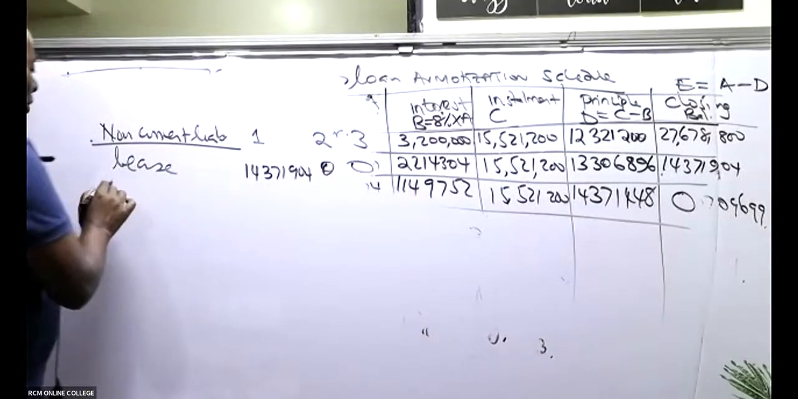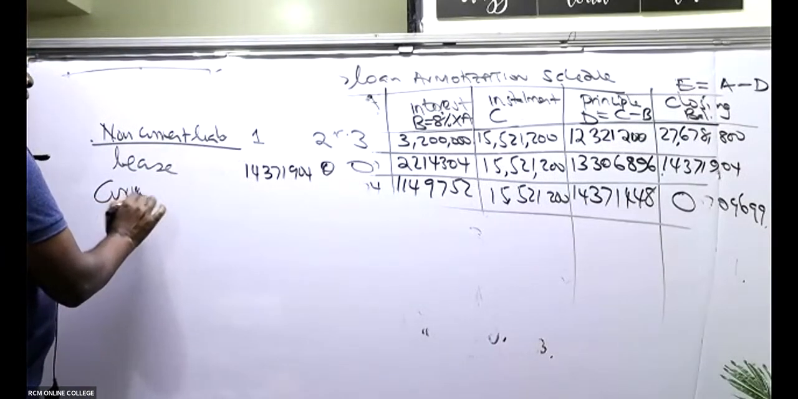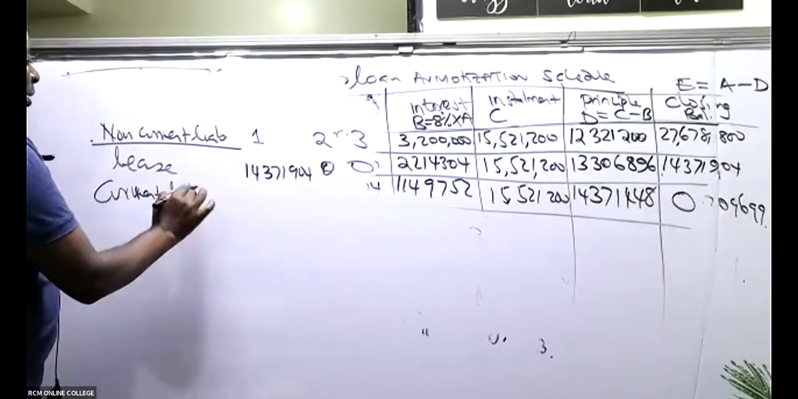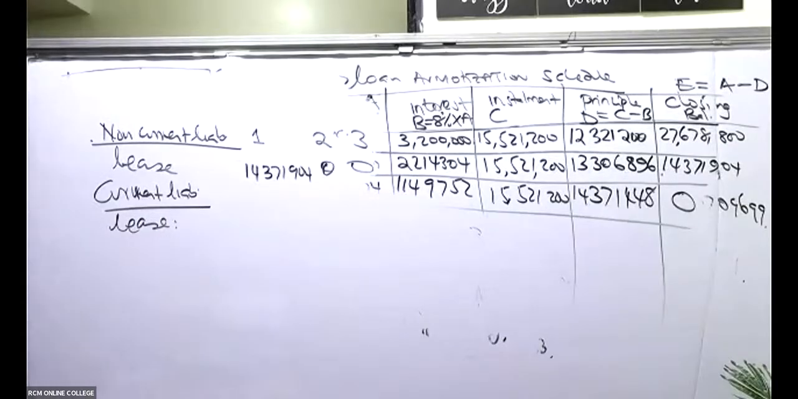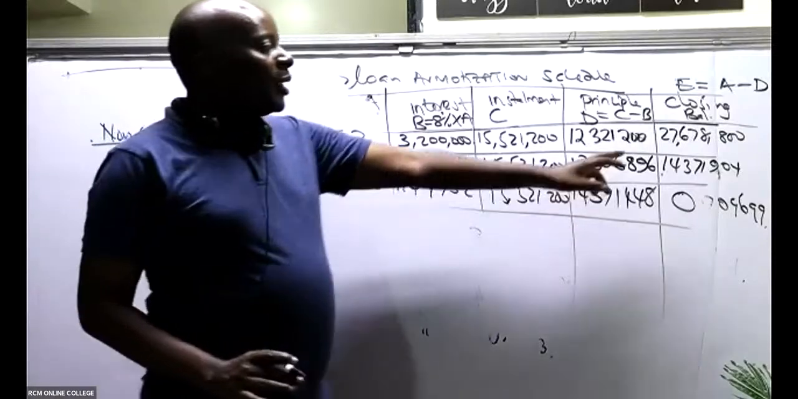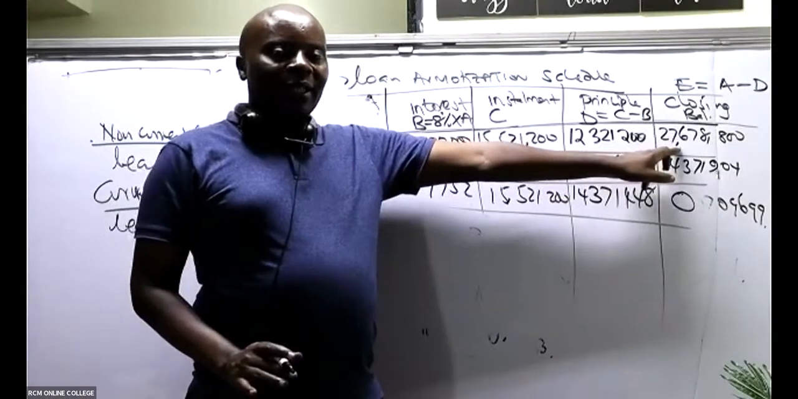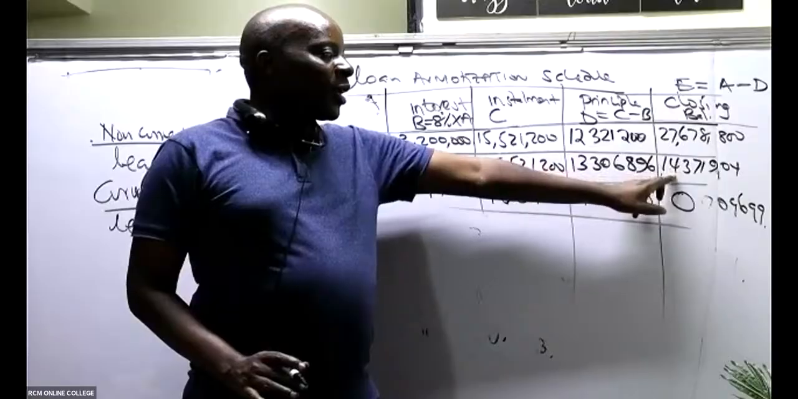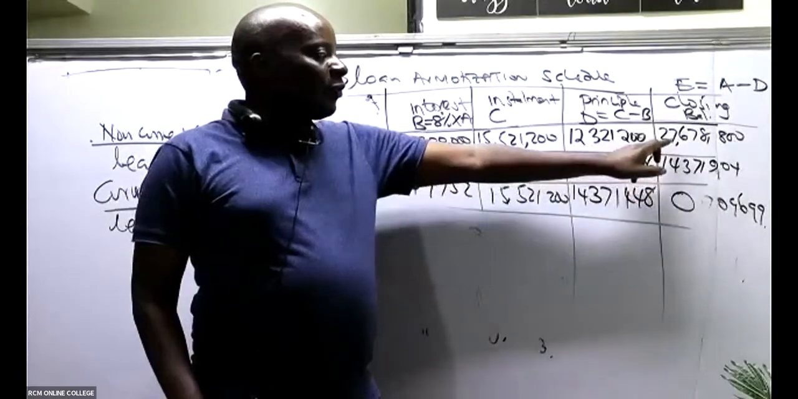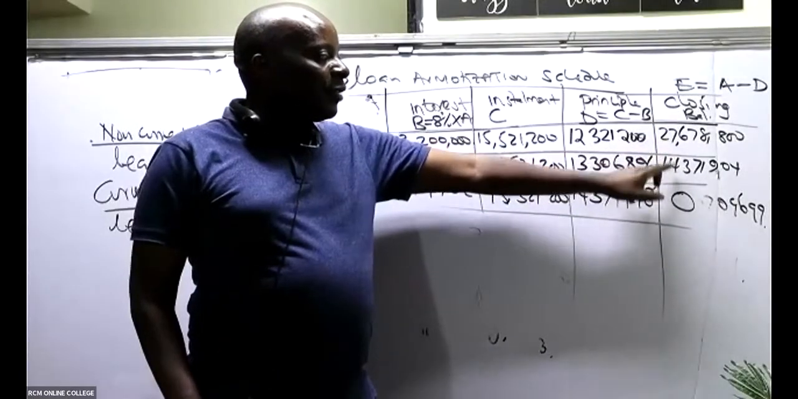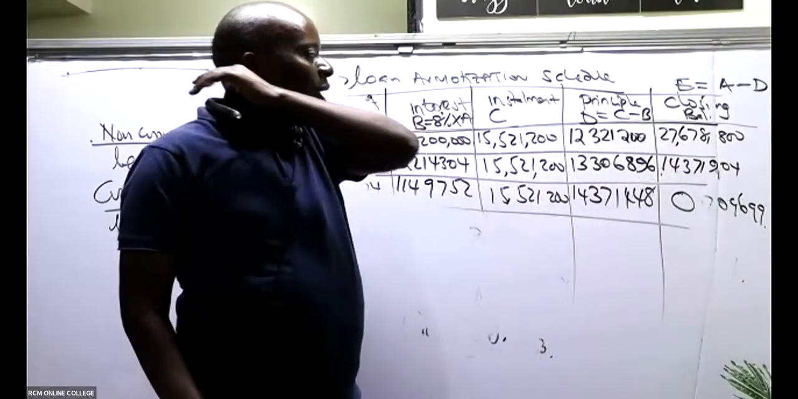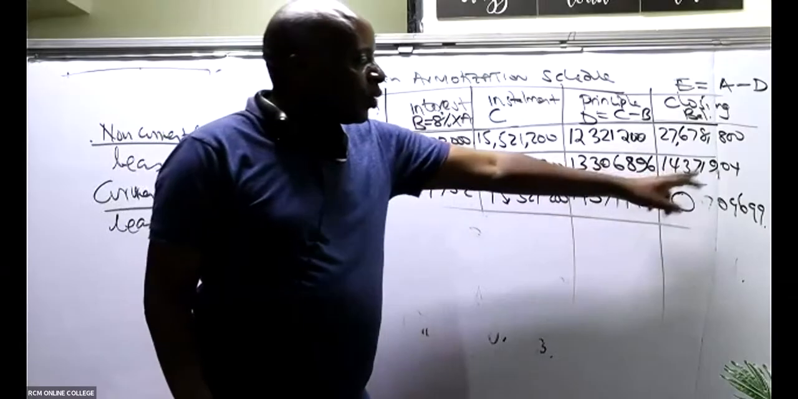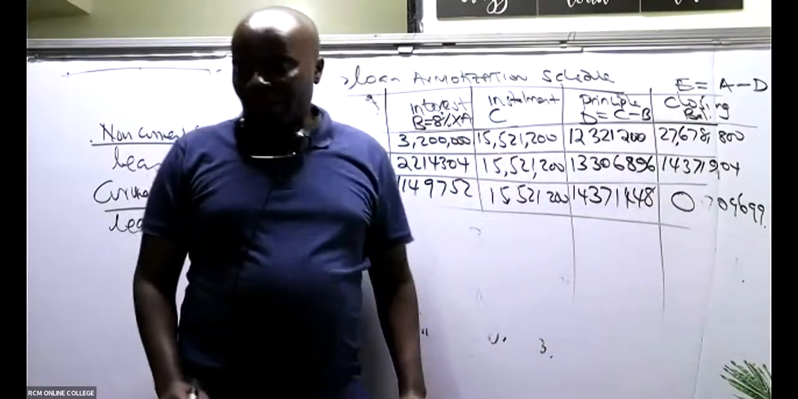And then now you ask yourselves, what about the current liabilities? Current liability. In this case here, we call this the lease. Initially we had 27 million and something, but something must have been paid for us to arrive at 14. Can somebody give me the difference between this and this? Take 27,678,800 minus 14,371,904. Somebody please give me that.